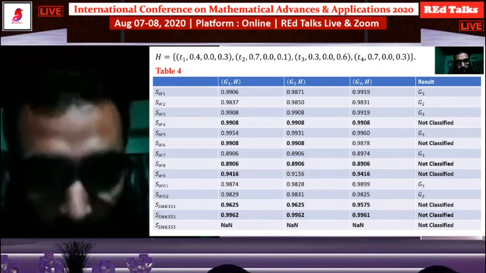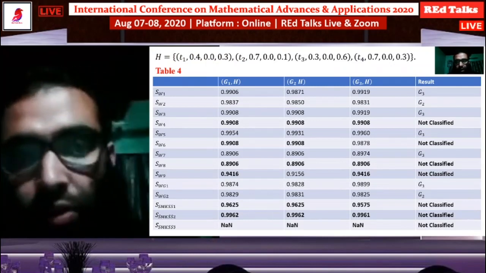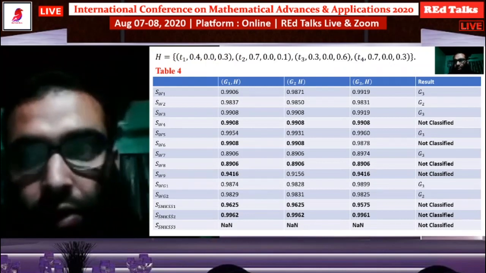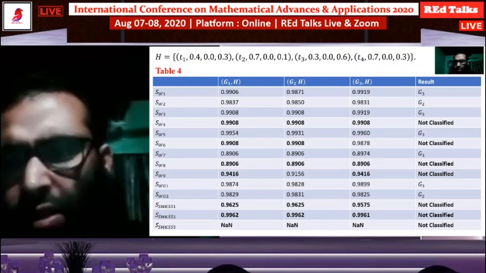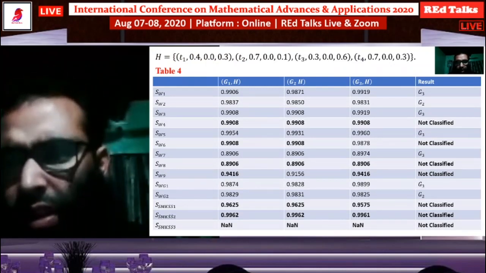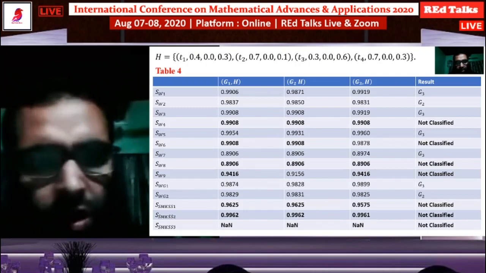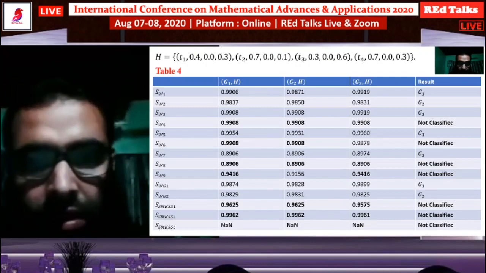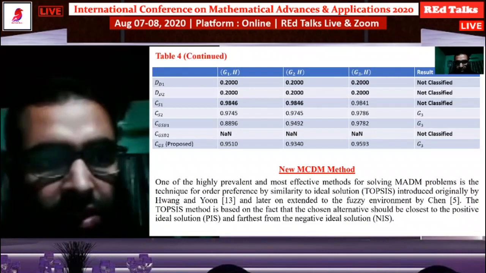We have given 3 patterns and an unknown pattern. Then we calculate the degree of similarity or distance, or dissimilarity or divergence, correlation, and all these calculations are listed in table 4.